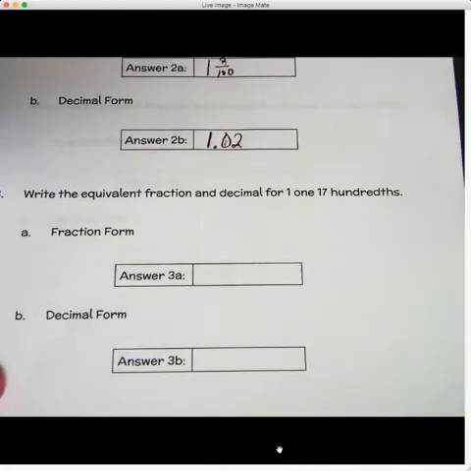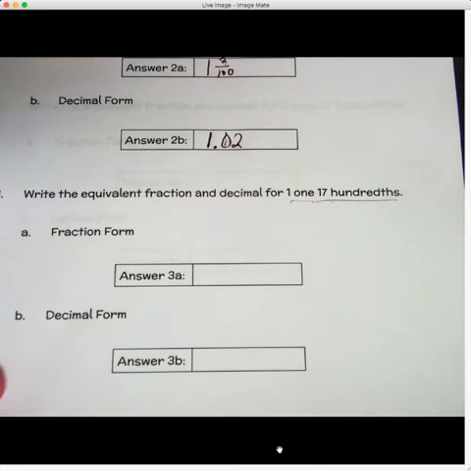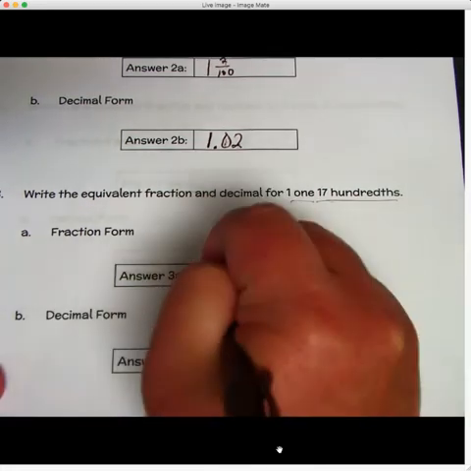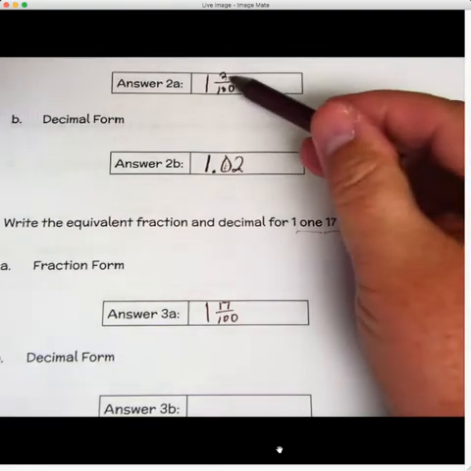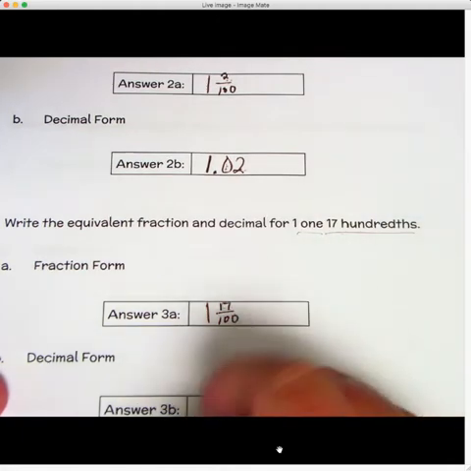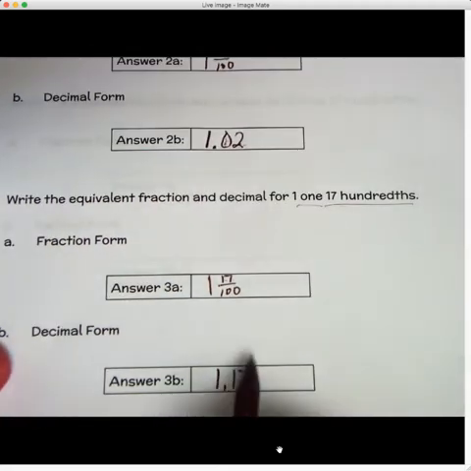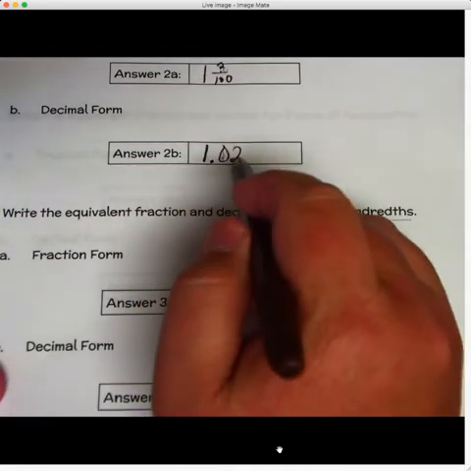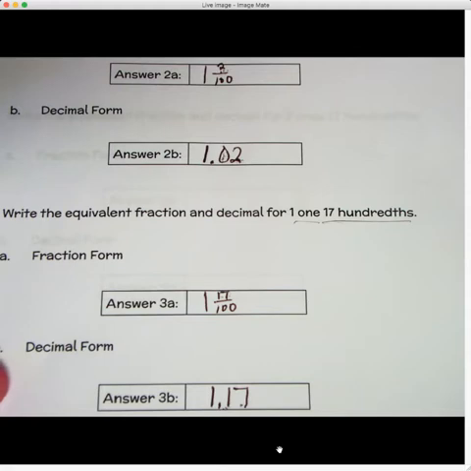Number 3, write the equivalent fraction and decimal for 1 and 17 hundredths. So we're going to have a little different this time. So we see now the difference. See that 2 just went in the hundredths place, but this time we have 17 hundredths, so it's going to look a little different. So we're going to have a number in both places because 17 is a double-digit number. Makes sense, right? 2 is just a single-digit number, so it's just going to go in the hundredths place. But 17 hundredths is going to go in both. We have 1 tenth and 7 hundredths. Okay. All right. Moving along.